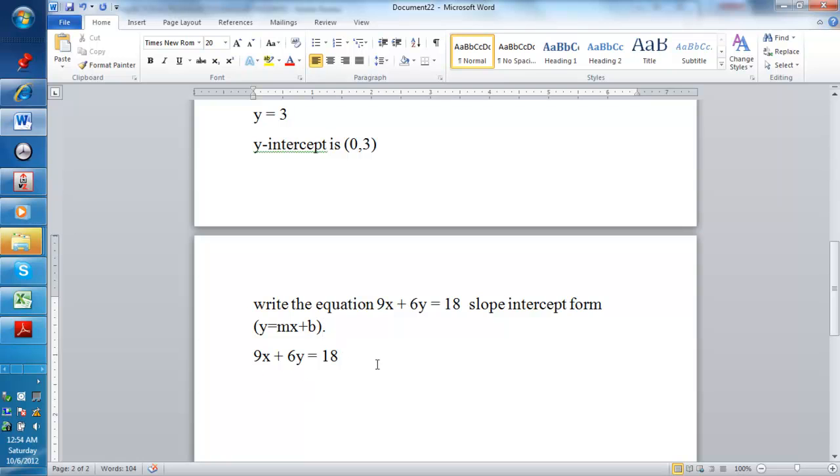So we're going to manipulate the equation here by isolating y. First thing we're going to do with this equation is get the 6y by itself by adding a negative 9x to both sides. What will happen on the left-hand side is that the 9x's will cancel out. In our next step, to get y by itself, we are going to divide each term by 6.